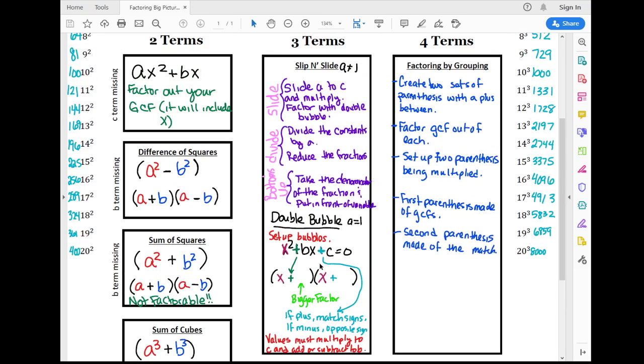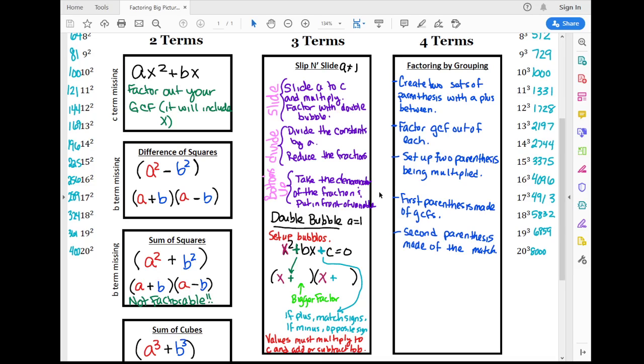Moving into 3 terms, there's 2 situations you want to consider. The first is when your a value is not equal to 1. So if there is a number that is very apparent in front of x squared. The other one is when a is equal to 1. Okay. The a is equal to 1 method I call the double bubble method. We'll go through all the details on that.